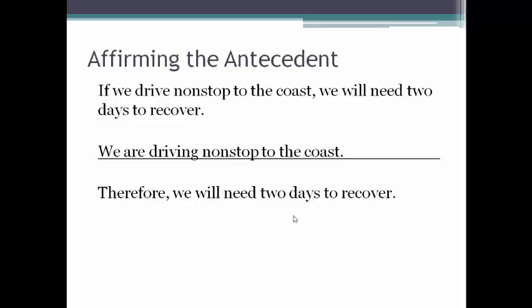As we learned last time, the form of this argument is sufficient to show that it's valid. So this is the form. If P, then Q, for the first premise. Second premise, P. Conclusion, therefore Q. It doesn't matter what P is or what Q is. Anytime you've got an argument with this form, it's going to be valid, meaning that if both the premises are true, then the conclusion will also be true.